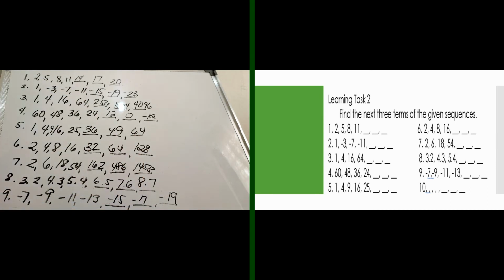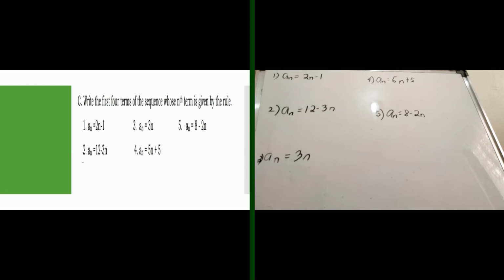So here are the answers for the learning. Okay, so let's have the other one. Write the first 4 terms of the sequence whose nth term is given by the rule. So let's have the first one. We need the first 4 terms: 1, 2, 3, then 4. Now, the rule for number 1 is a sub n equals 2n minus 1.